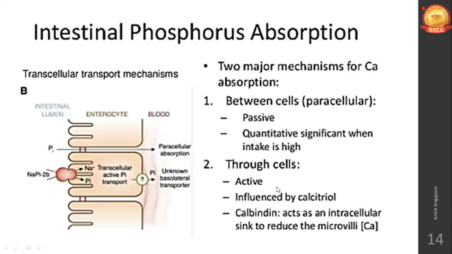And again, calbindin, if you remember calbindin from calcium, this is the same protein. It also helps in the transport of phosphorus from point A to point B. So that's about phosphorus absorption. If you use a lot of laxatives and if you are suffering from diarrhea, steatorrhea, definitely phosphorus absorption also will fall down.